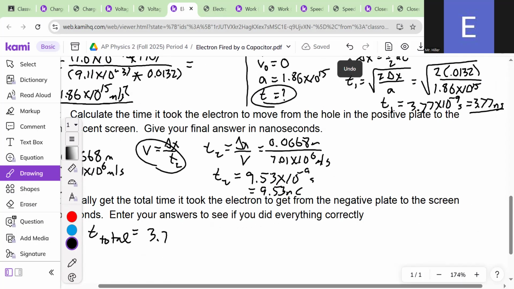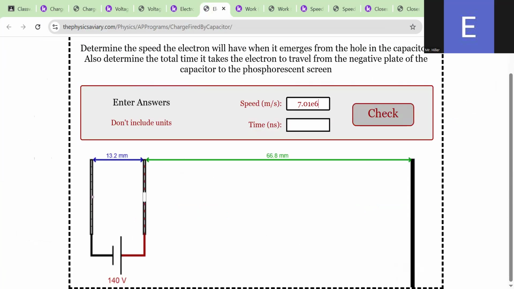So the total time, T total, just add them up. In my case, it's 3.77 nanoseconds plus 9.53 nanoseconds, not nanocoulomb, sorry, nanoseconds. So 9.53 plus 3.77 gives me 13.3 nanoseconds. Let's see how I did.